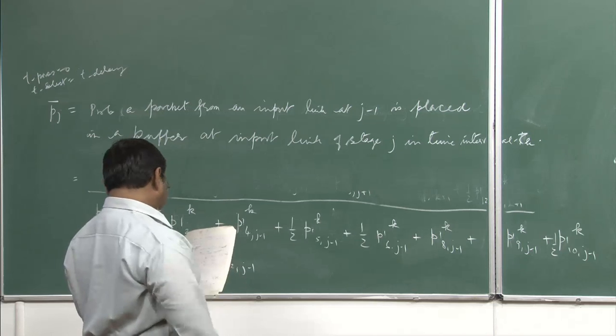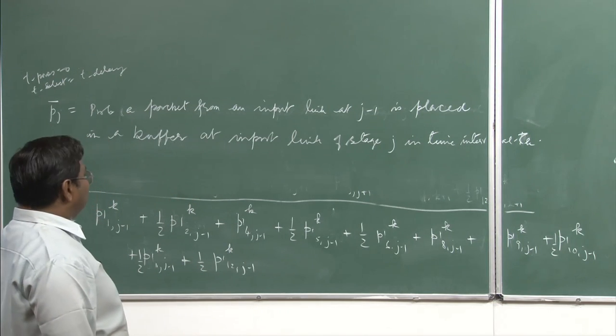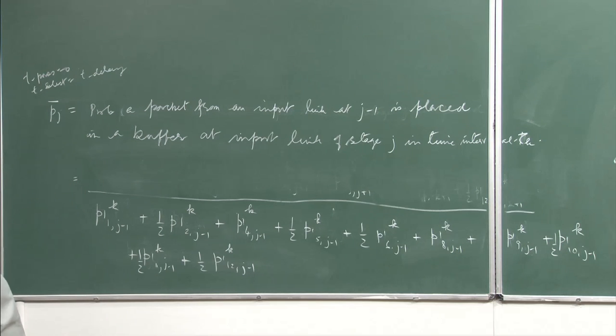Have you got everything right here? The upper ones we have to look. State 1, packet cannot come in. Packet cannot go actually in step 2. There is no transition possible. So this cannot contribute. Packet state 2 cannot happen. State 3 is anyway not possible.